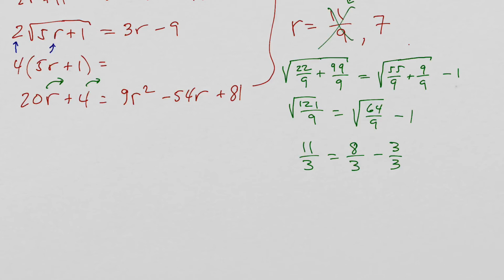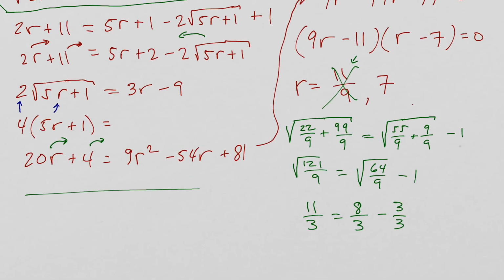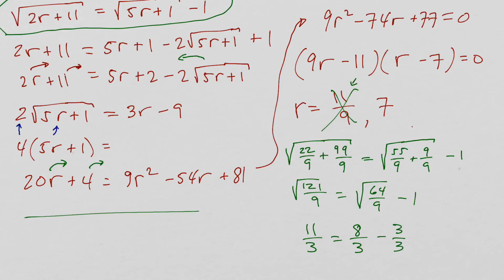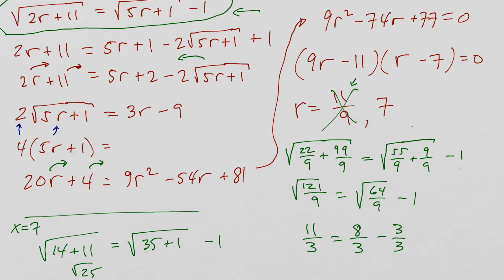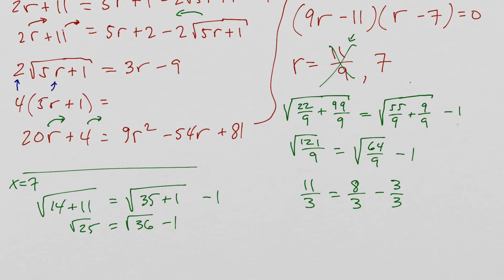Now let's test the 7. When I test the 7, I'll have the square root of 2r, which is 14. I'm just looking at this equation right here. Plus 11. Is this equal to the square root of 5r, which is 35, plus 1, minus 1? Well, this is the square root of 25 equals the square root of 36 minus 1. So this is 5 equals 6 minus 1, and that's true. So x does equal 7. So that's my one and only answer. That was a lot of work.